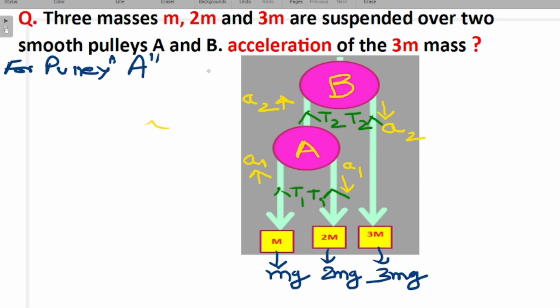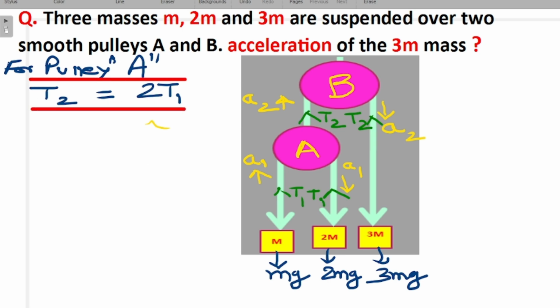Now, if you consider pulley A, the total forces acting on it, if you consider the free body diagram of pulley A, then 2T1 acting downward will be equal to T2 acting upward, right? So we have written T2 equal to 2T1, right? This is one of the relations which comes from the free body diagram of pulley A, right?